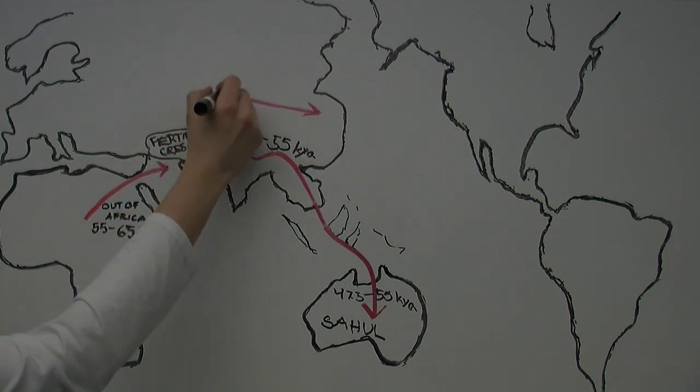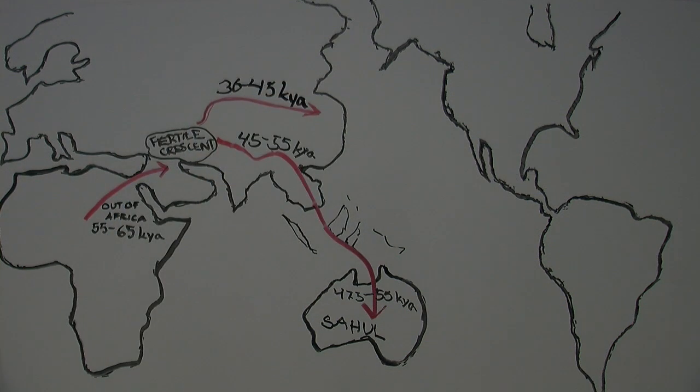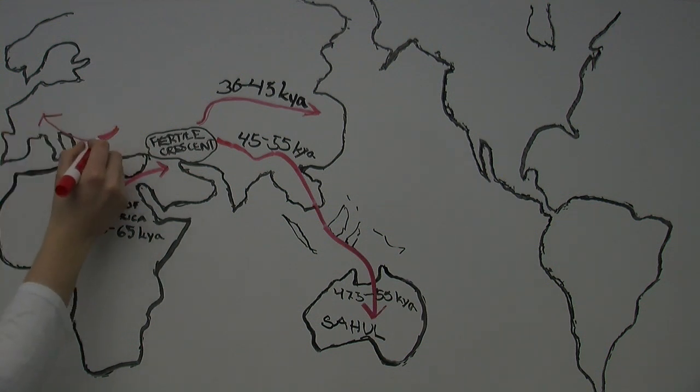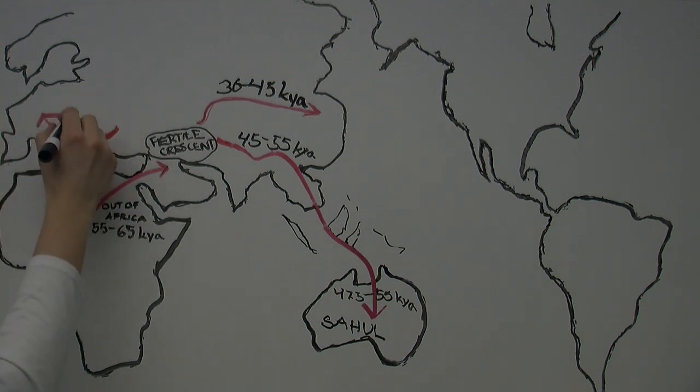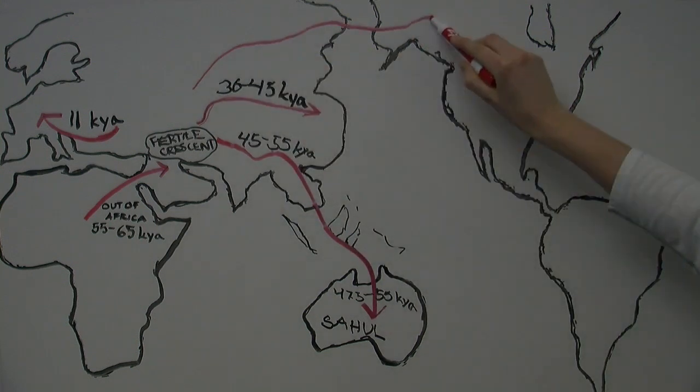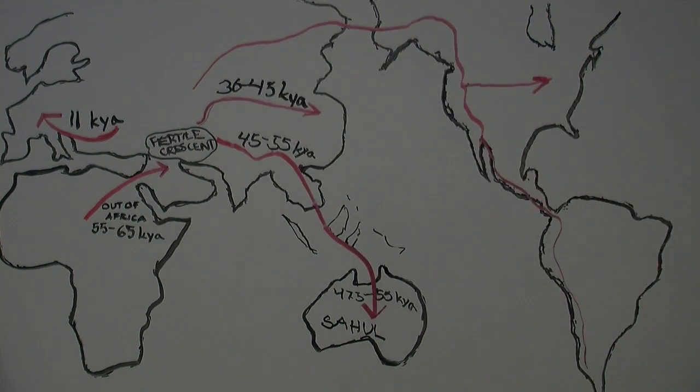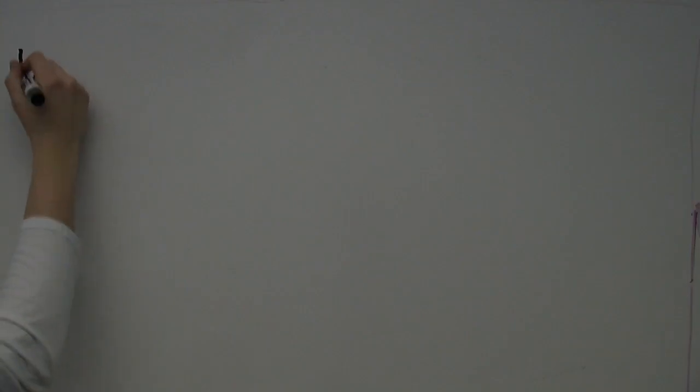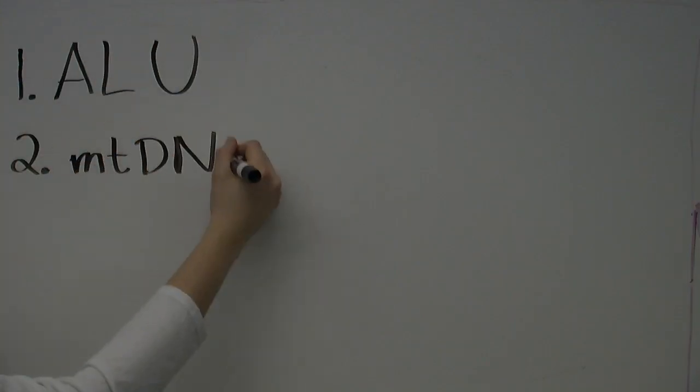Around 11,000 years ago, animal husbandry emerged, and the dispersal followed from central Anatolia into Europe. Around 15 to 23,000 years ago, ancestors of Native Americans in Siberia migrated across the Bering Land Bridge to people the Americas. Next, we will discuss 4 different types of markers used to explore human migration routes: ALU, mitochondrial DNA, SNPs, and viruses.